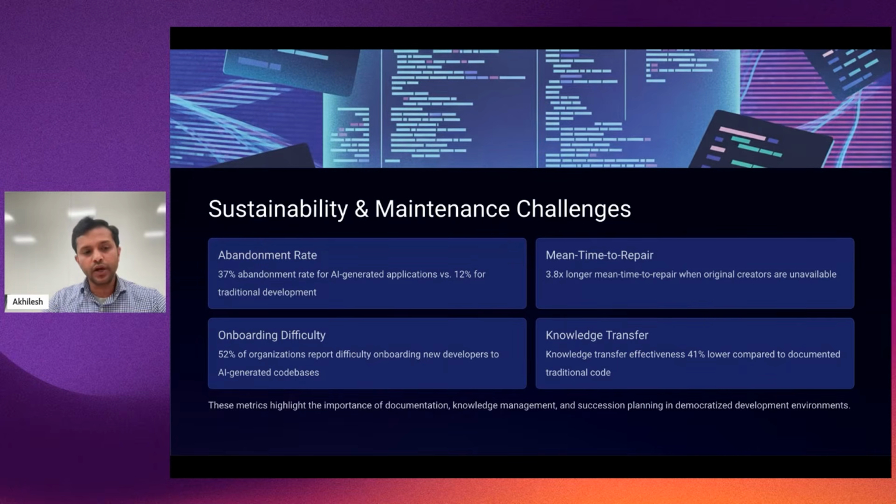And going to the other maintenance crisis, right? Once the original creator, whoever did that application, leaves, it takes 3.8x longer to fix any sort of issues. And 52% of organizations struggle with onboarding AI to code bases. And documentation, you have to explicitly ask it, saying, hey, properly document this thing. If not, it doesn't bother, right? And then at the end of the day, it's hard to figure out what is happening where in the code.